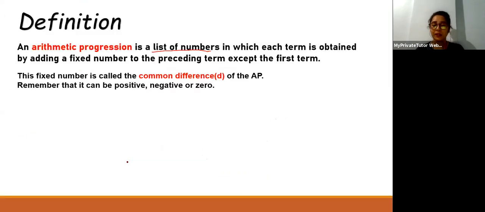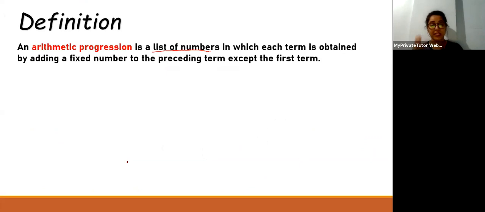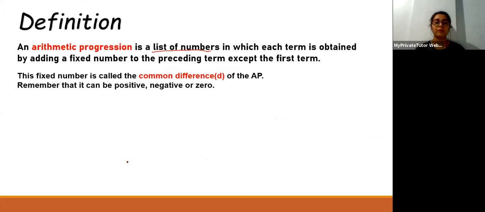So an arithmetic progression is a list of numbers in which each term, whether second, third, fourth, fifth, whatever term, you get by adding a fixed number to the preceding term. This fixed number is called the common difference. You have to remember that this fixed number is called the common difference.